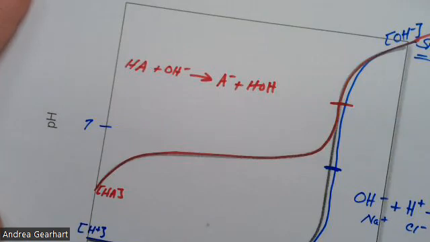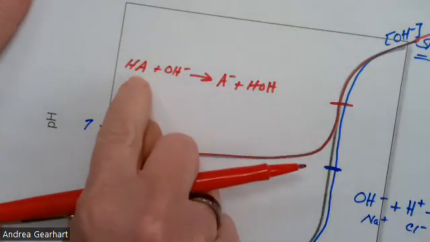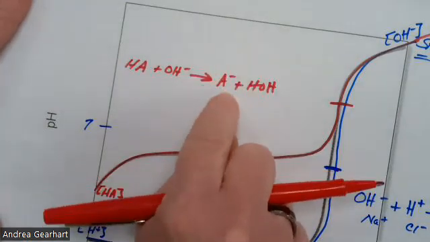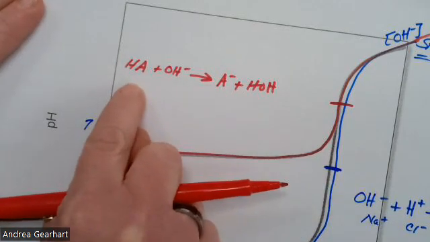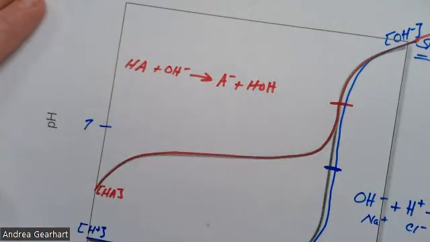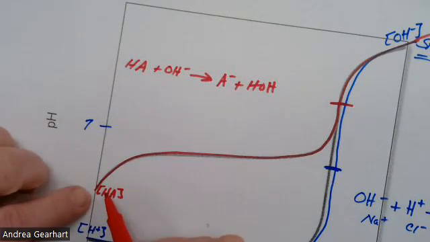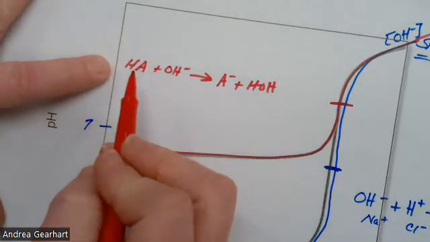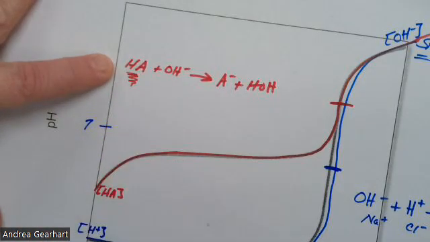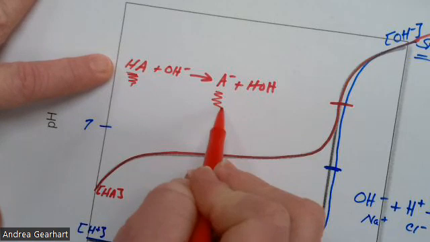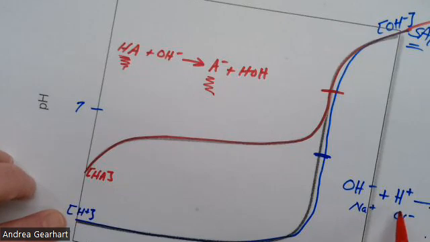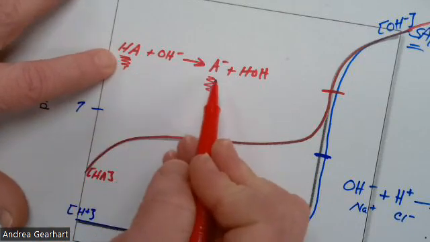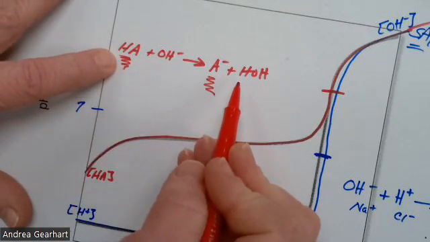And can I just ask, is there a nickname I would give to A- in regards to its relationship with HA? Now, as I react this away, I'm making more of this. Here, when I react the hydrogen ion away, I'm just making more water. But here, I'm making more conjugate base and water.